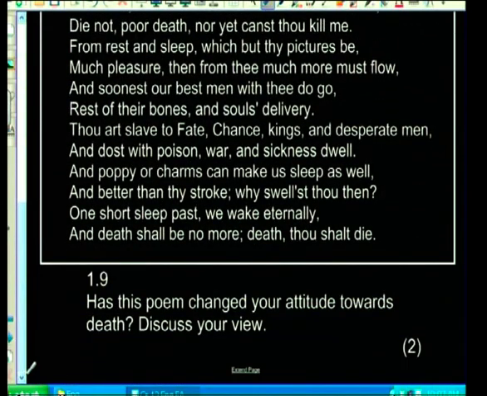1.9. Has this poem changed your attitude towards death? Discuss your view. At the end of any poetry question, you're going to be asked a point of view question. Now, there is no right or wrong. So yes is right, no is right. But you will not get marks if you don't justify. And again, your justification has to be valid, has to be concrete.